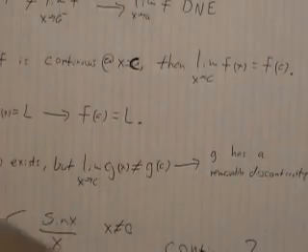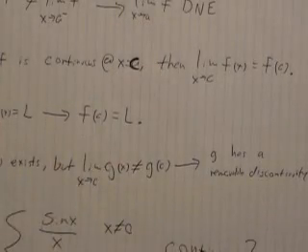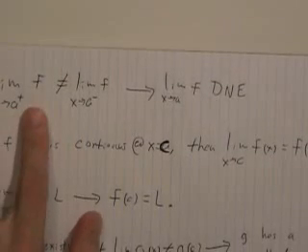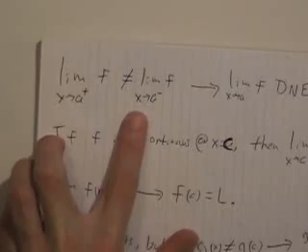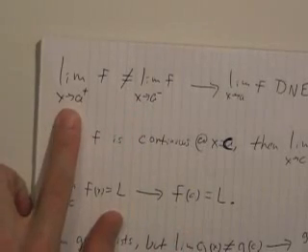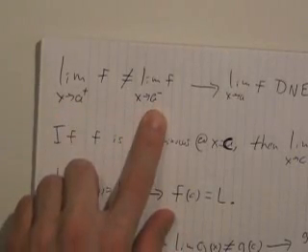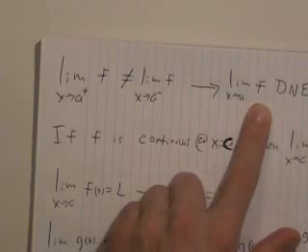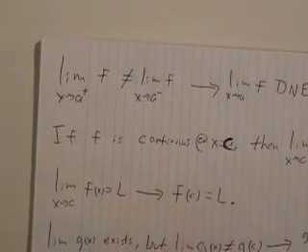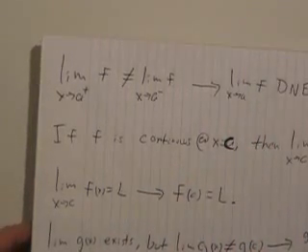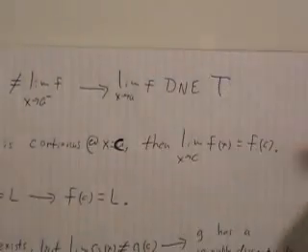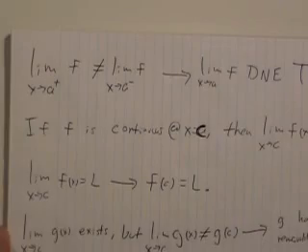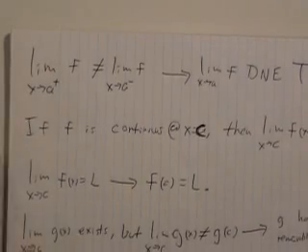Oh, and the true-false. Let's see. The first one: the limit as x approaches a from the right of f of x does not equal the limit as x approaches a from the left. Therefore, the limit of f does not exist at x equals a. That was true. If they go to different spots, then it's a discontinuity, and the limit does not exist.